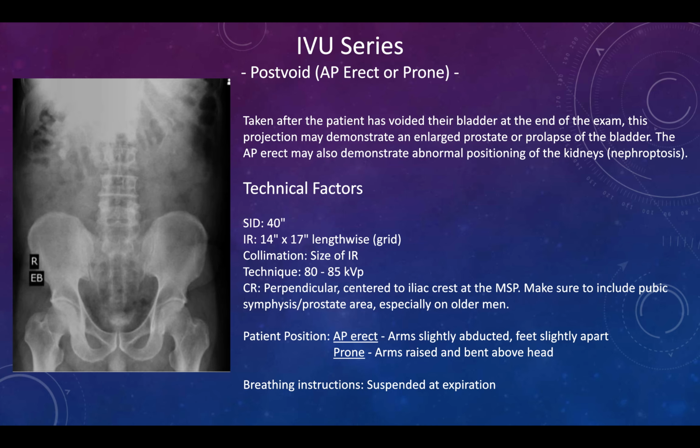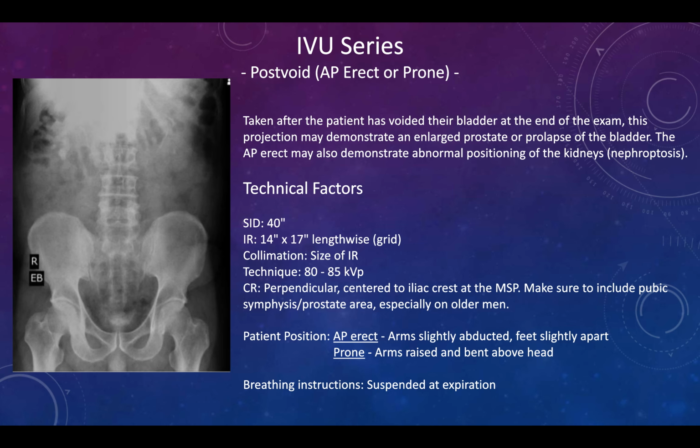And we're also going to do a post-void. So after the patient has voided their bladder at the end of the exam, this projection can demonstrate an enlarged prostate or a prolapse of the bladder. And we can do this prone or erect, and the erect is going to demonstrate abnormal positioning of the kidneys, like if they've shifted around in the abdomen at all.